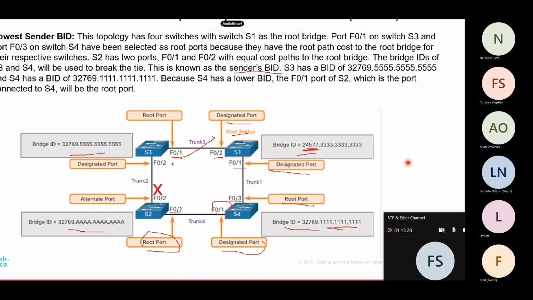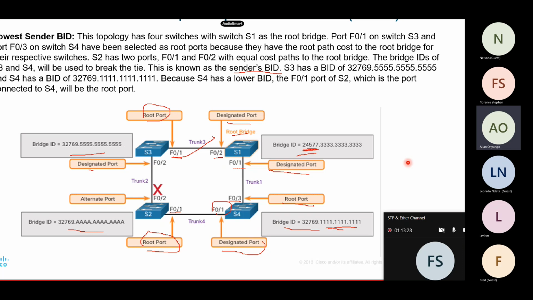Now, F01 was the root port, and S2 has 2 links to reach the root bridge. From S2, we can go through S4 to reach the root bridge, and from S2, we can still go through S3 to reach the root bridge. So S2 already has this other end as the designated port, and this side of S3 is already a root port.